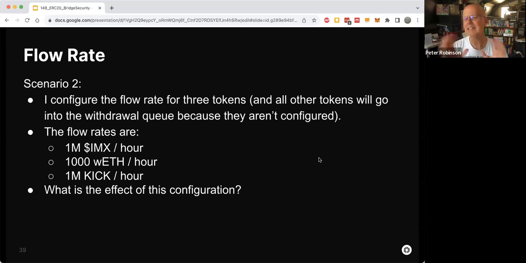So imagine this scenario. I configure the flow rate for 3 tokens, and so all other tokens will go into the withdrawal queue because they're not configured. And the flow rates are 1 million IMX per hour, 1,000 ETH per hour, and 1 million KICK per hour. So what's the effect of this type of configuration?